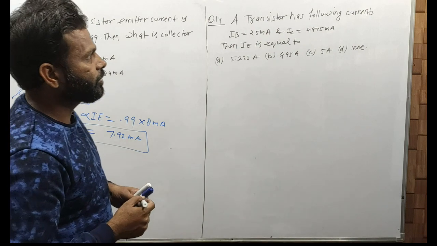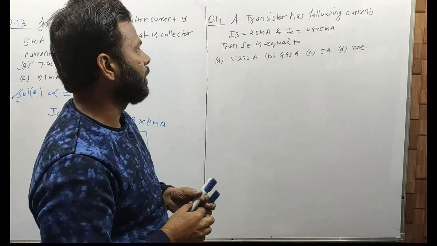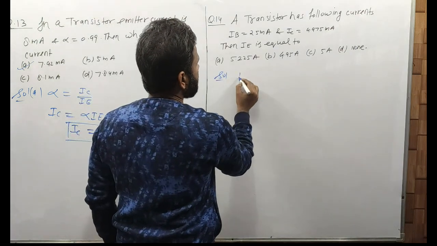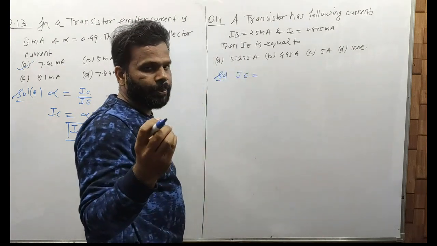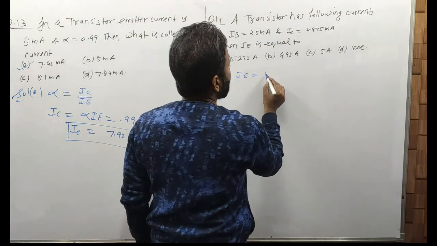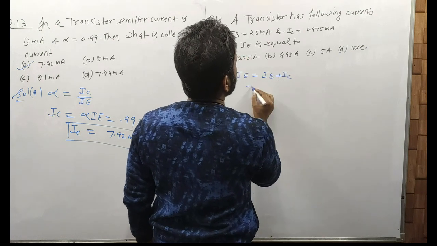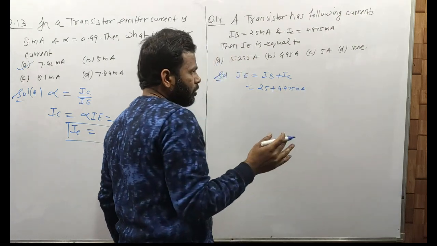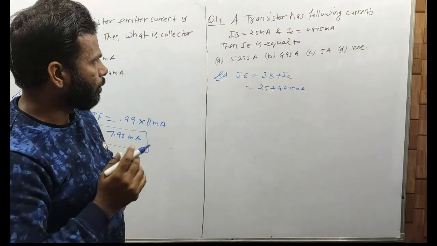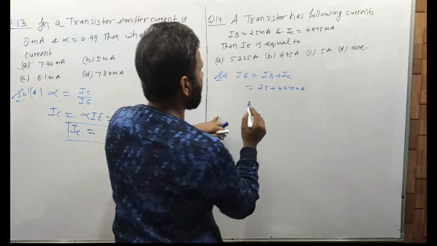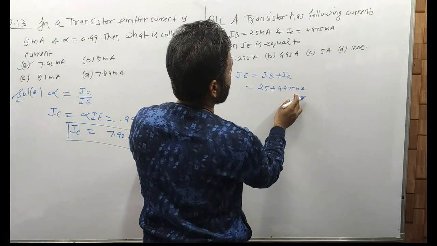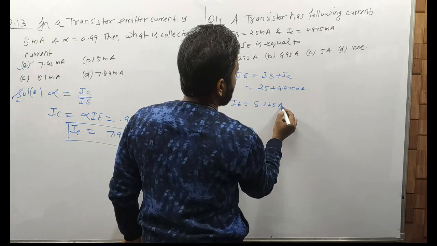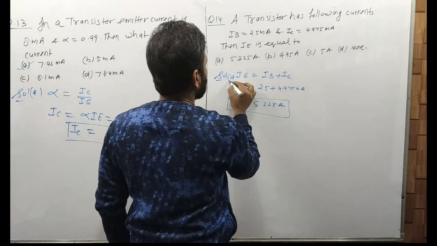Now let's see the next question. A transistor has the following current: IB is 25 microampere and IC is 4.975 milliampere. Then what is IE? According to KCL, in either an NPN or PNP transistor, IE is equal to IB plus IC. So IB is 25 microampere plus 4.975 milliampere. If you add up, your answer IE is approximately 5 milliampere. Clear till here? So option A will be correct.